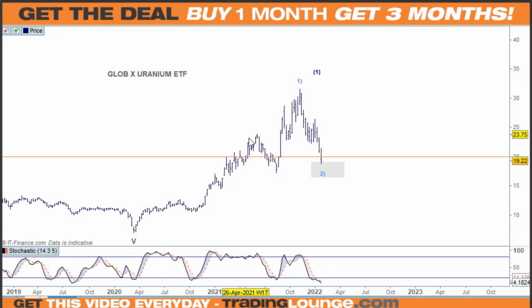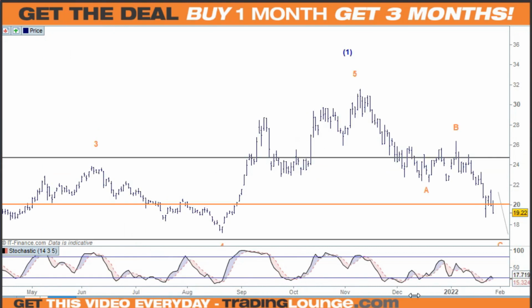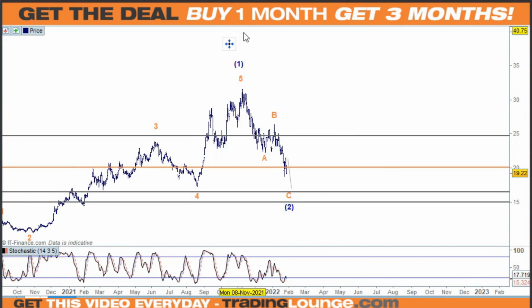But we do have a nice 5 waves up here for this, so I think I might have had a look at it on the daily chart. So this is the daily chart here. In this case, I'm just looking at it as intermediate wave 1, but it could be primary wave 1. I don't know. I just need to mull that over a little bit further.